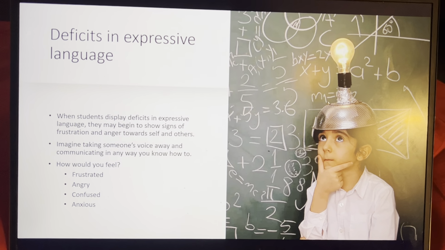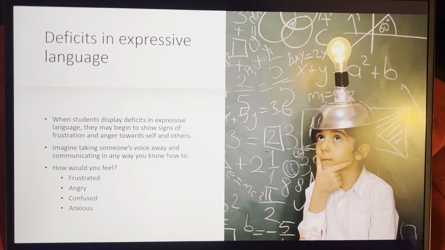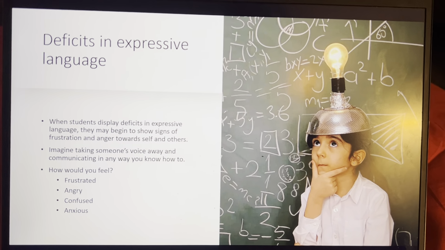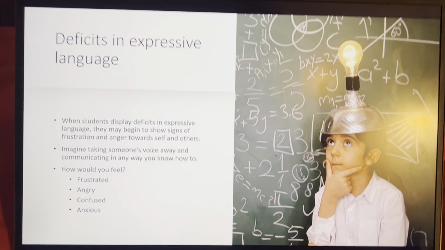And anxious. They might be anxious and wondering, why can't this happen the right way? Or why am I feeling this way? It's hard for them to express how they're feeling without someone knowing what they're trying to say.